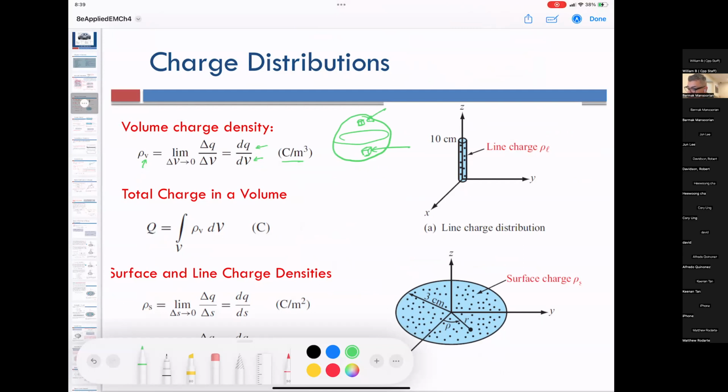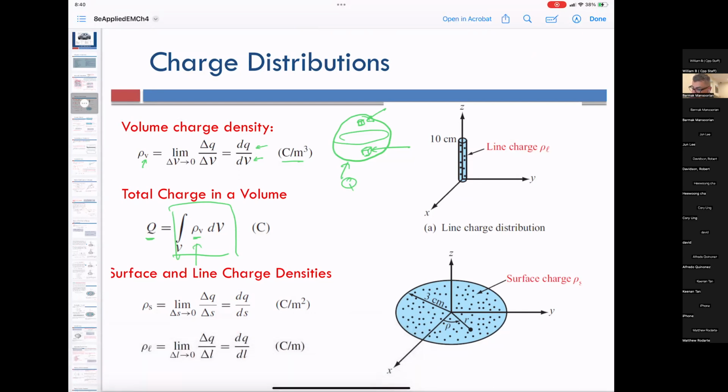And the total charge in a volume is the integral of that charge density over the volume. And again, this ρ sub V is sometimes uniform, sometimes a function of position. But in all cases, the total charge is the integral of this charge density over the entire volume.